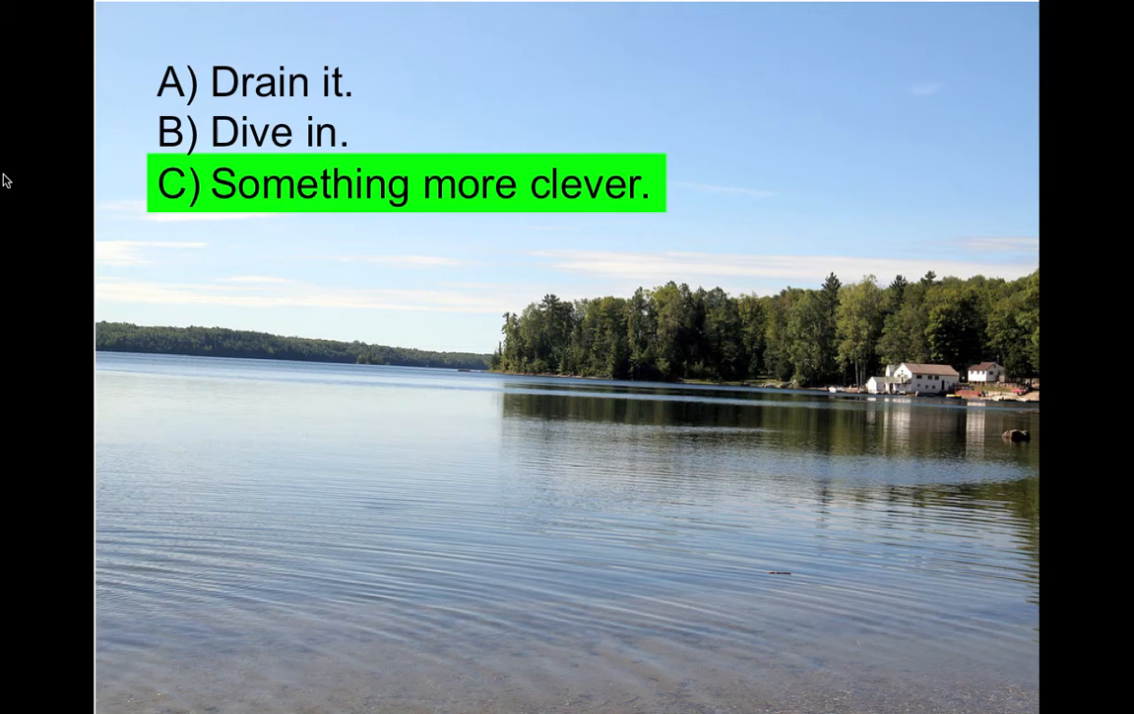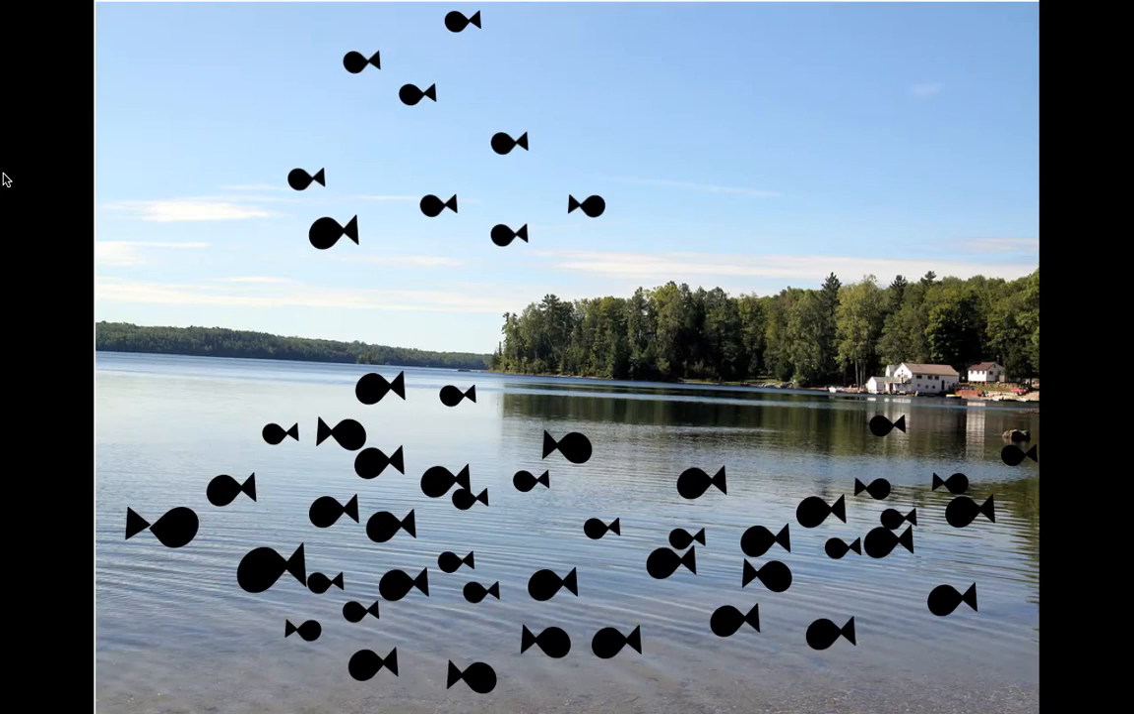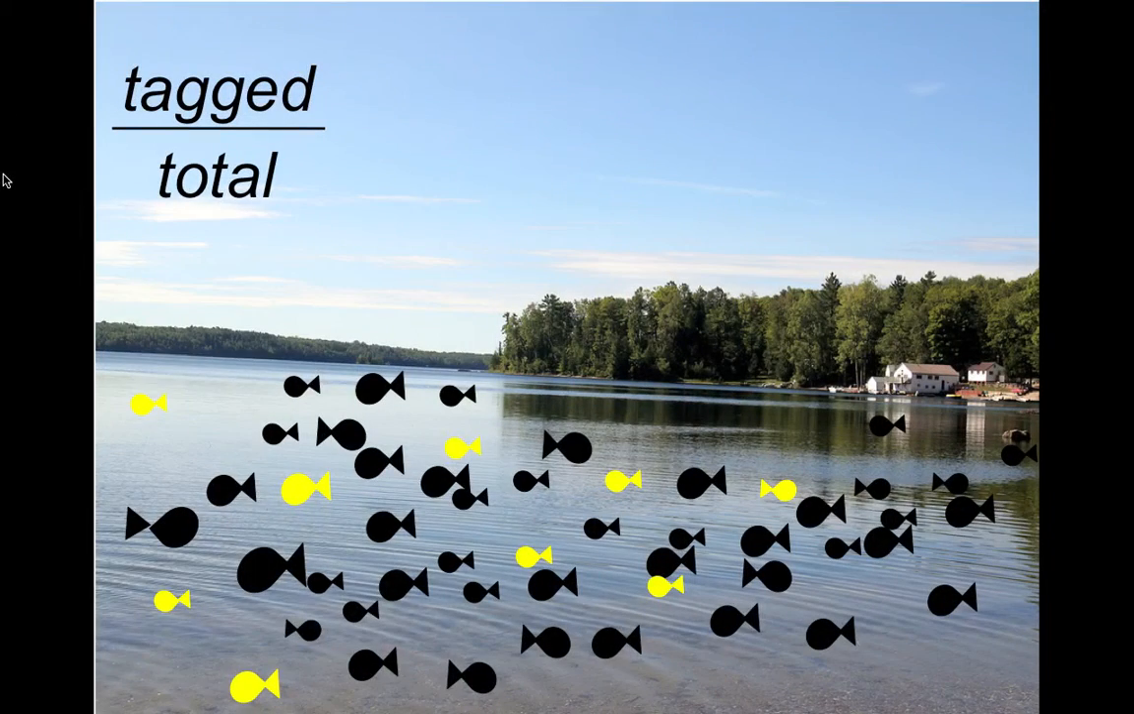Biologists and fish and game experts have developed a very clever way to count all the fish in a lake, and it involves proportions. So what they do is they have some total number of fish in a lake, they catch a bunch of them, they tag them so they can be identified later if they're caught again, and they throw them back in. So now a certain proportion, a number out of the whole, are tagged.